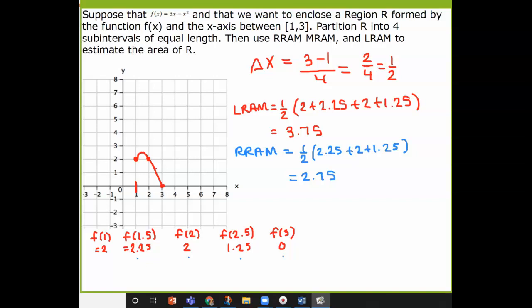And then to find my MRam, I'd have to find the f values between each of those. So f of 1.25, f of 1.75, f of 2.25, and f at 2.75. So that would give me 2.1875. And yes, I'm using a calculator for these ones.